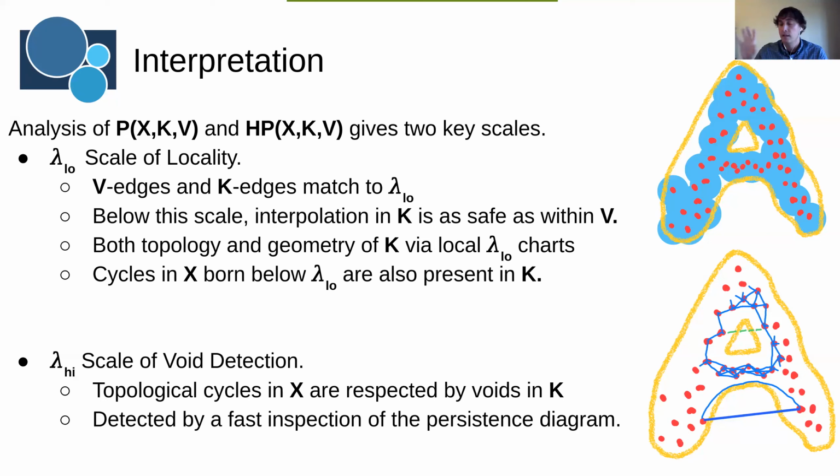So for example, in figure A on the right, you see there's this hole on the top of it, this kind of triangle that makes the whole of the capital A. Lambda high would be telling you something about whether or not that feature, that void, exists in the model as well as in the data set.